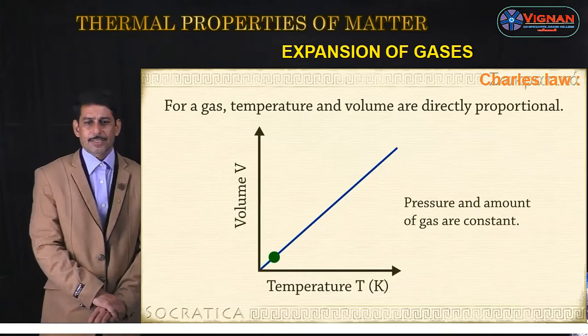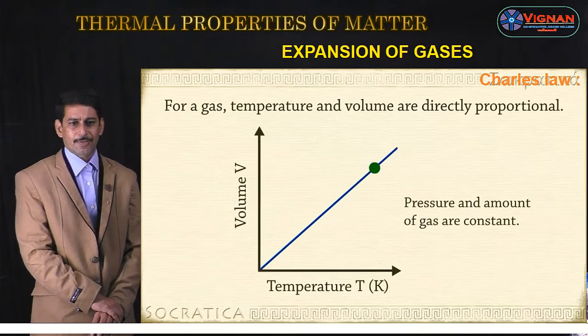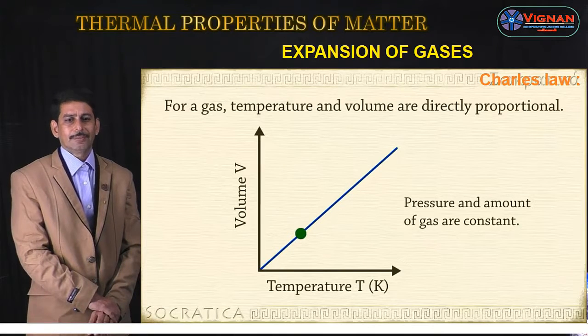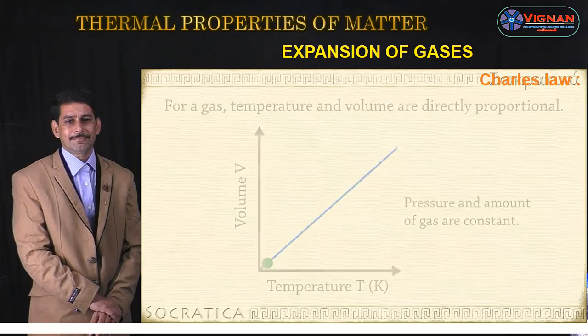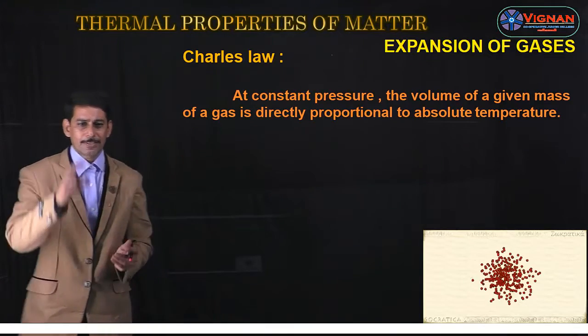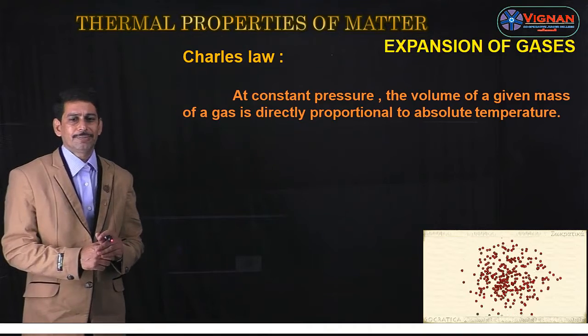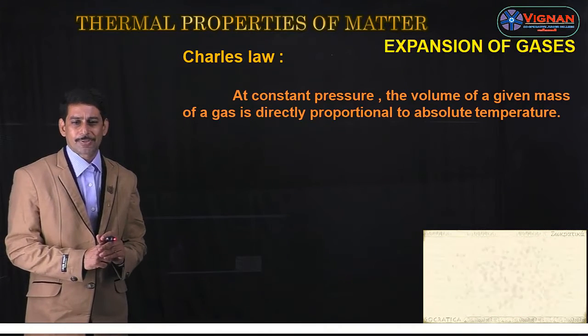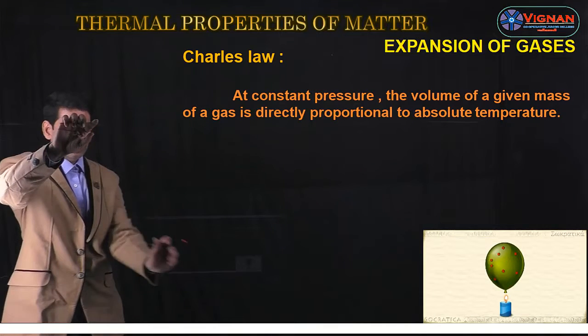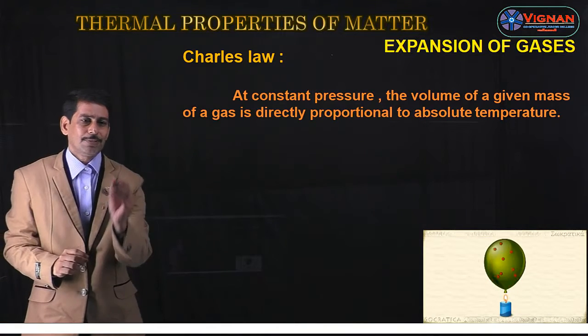So let us see Charles' law. For a gas, temperature and volume are directly proportional to each other. That means if we increase the temperature, the volume also increases. So let us see Charles' first law. That is, at constant pressure, the volume of a given mass of a gas is directly proportional to absolute temperature. So here we are keeping the pressure constant, then the volume is directly proportional to absolute temperature.